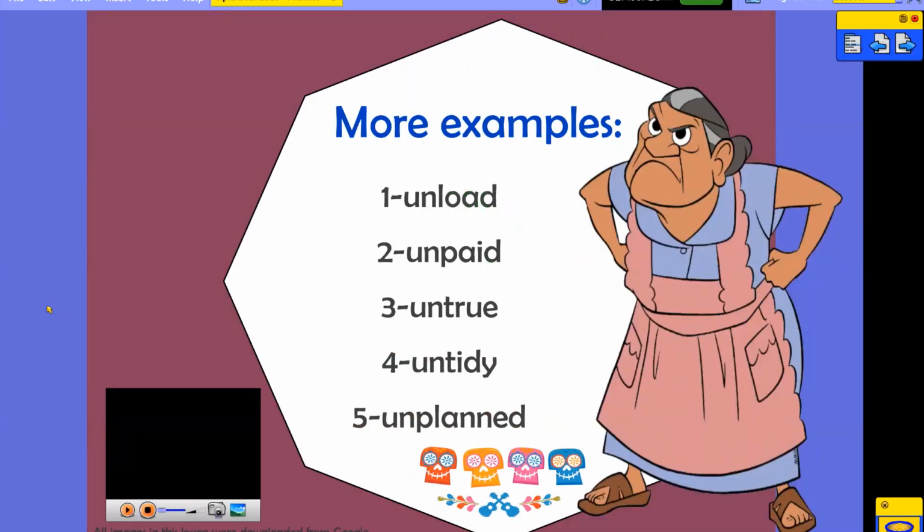Okay, I'll stop the timer again. Now you know what we're going to do. You're going to choose one word and write a sentence using the word. But first, let's read and figure out what they mean.